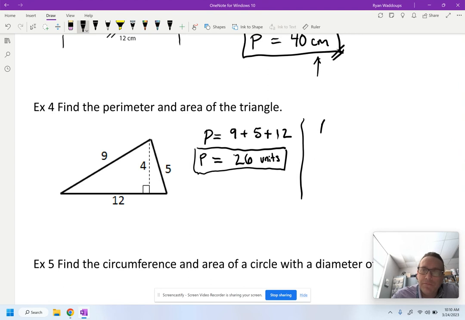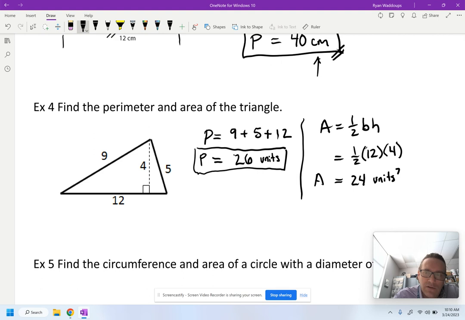So the area is equal to 1/2 the base times the height, and that's 1/2. The base is 12 times the height. Remember that the height is perpendicular to the base, so the height is 4. And when I do that arithmetic, 1/2 the base times the height, 1/2 of 12 is 6, and 6 times 4 is 24. So this would be 24. And once again, here I'm just going to put units squared, or square units there.